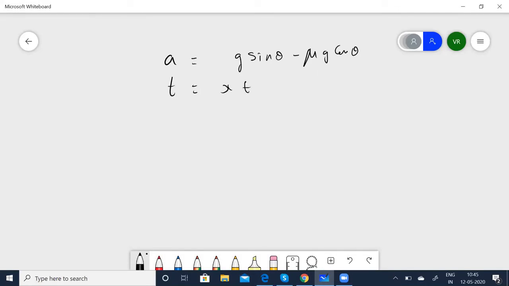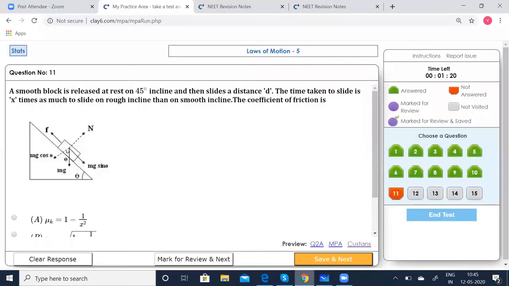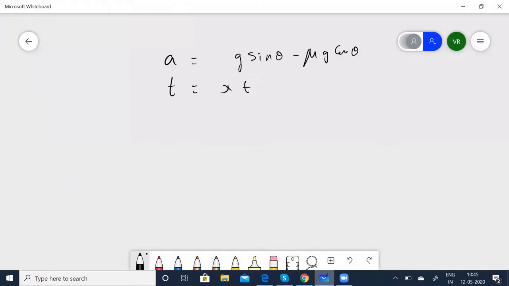Look into the question. He says the time taken to slide is x times as much on the rough inclined plane than on the smooth. So that is why we are taking it as xt. Now let us calculate the distance.